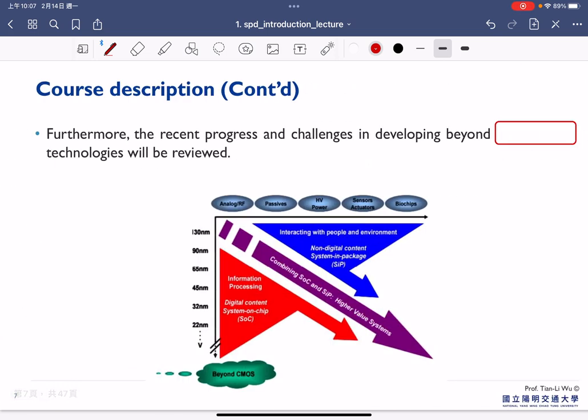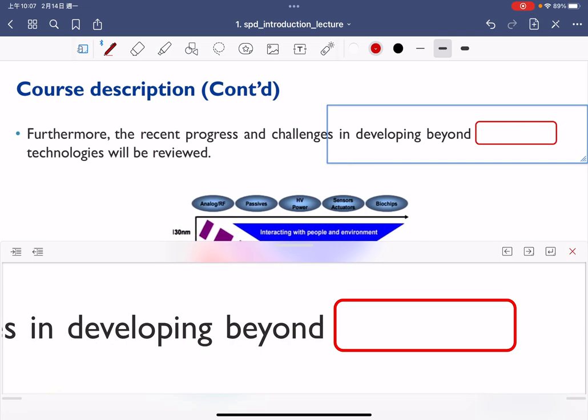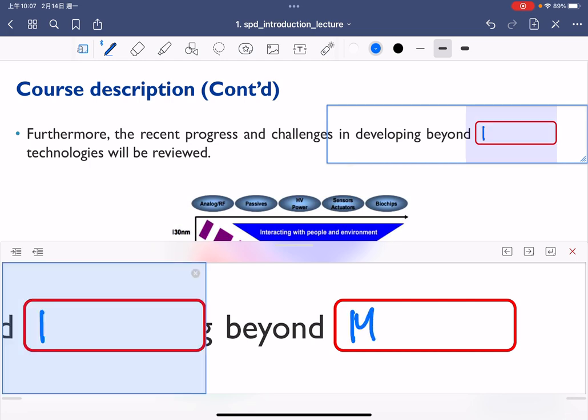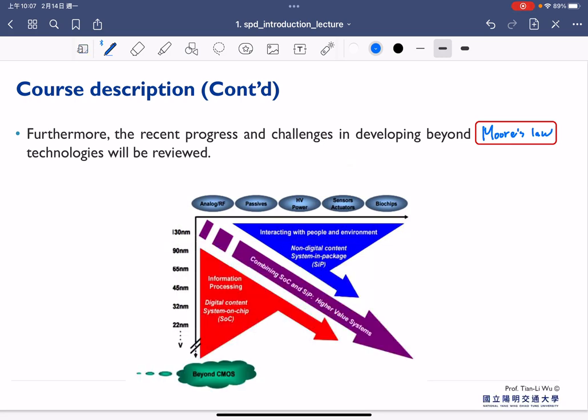Furthermore, the recent progress and challenge in developing beyond what we generally call Moore's law. If you are interested in semiconductor news, I think you are already very familiar with Moore's law, which will be reviewed here. At the beginning of the class, I already showed a video. Actually, this is a very recent video interview with Dr. Gordon Moore, who is a very old man. I think he is right now at least 80 or 90 years old.